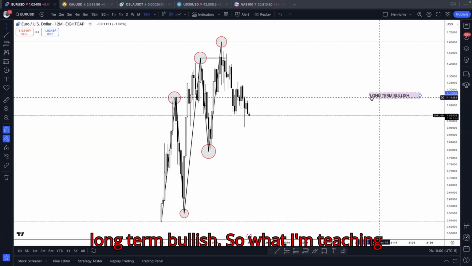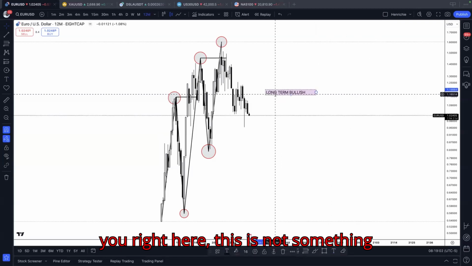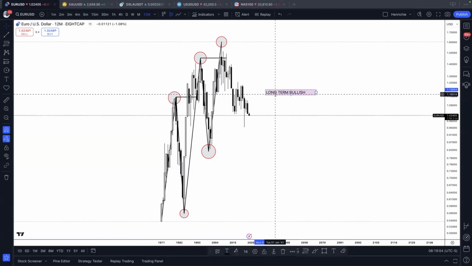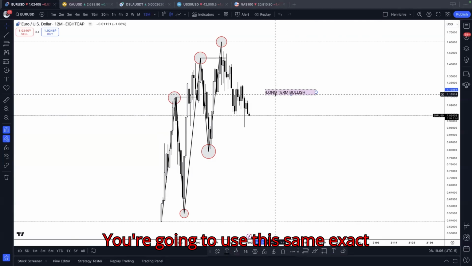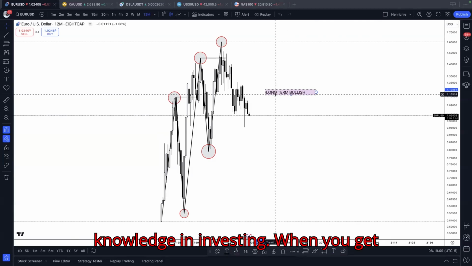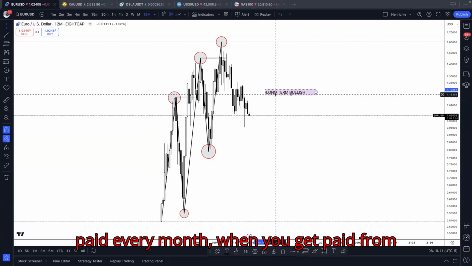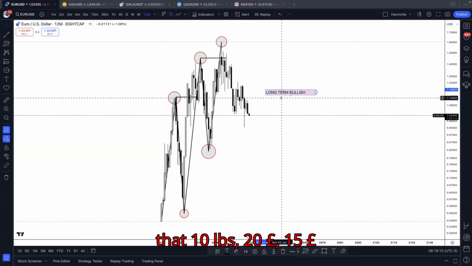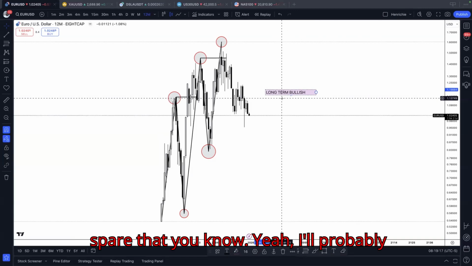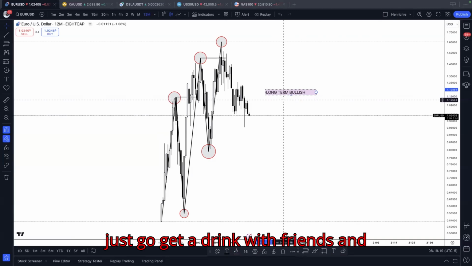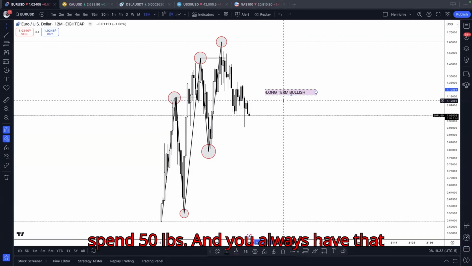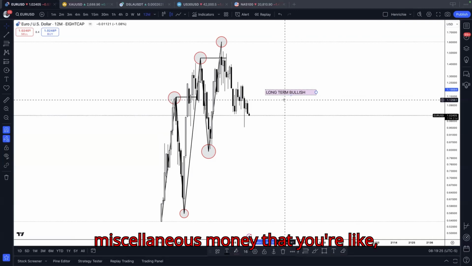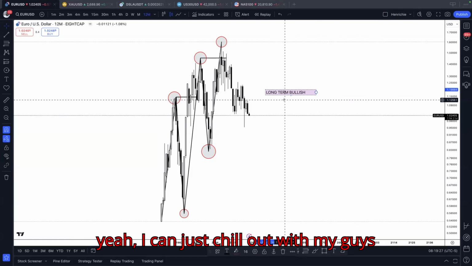Long-term bullish. So what I'm teaching you right here is not something you're going to use just in trading. You're going to use this same exact knowledge in investing. When you get paid every month from your job, you're definitely going to have that 10 pounds, 20 pounds, 15 pounds spare, that you'll probably just go get a drink with friends and spend 50 pounds. You always have that miscellaneous money that you can just chill out with your guys once a month and spend.